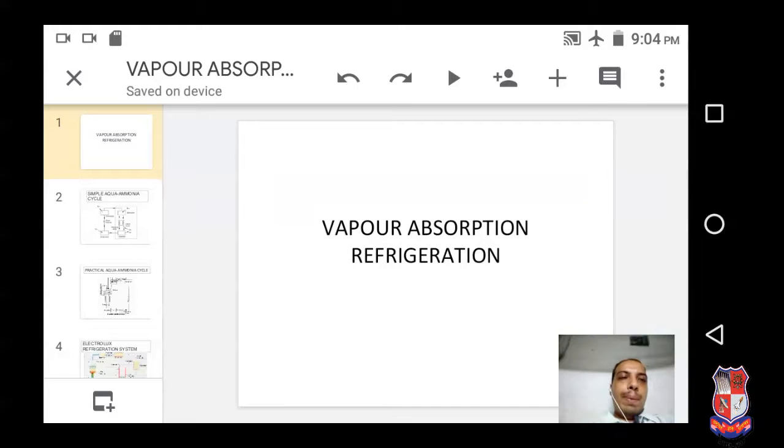Vapor absorption refrigeration systems and vapor compression refrigeration systems are very similar to each other. We already know that a vapor compression refrigeration system has 4 main components: compressor, condenser, expansion valve and evaporator. In a vapor absorption refrigeration system, out of these 4 components, 3 are common: first is condenser, then expansion valve and evaporator. Only one part is different from the vapor compression refrigeration system. The compressor is replaced here with the absorber generator mechanism.